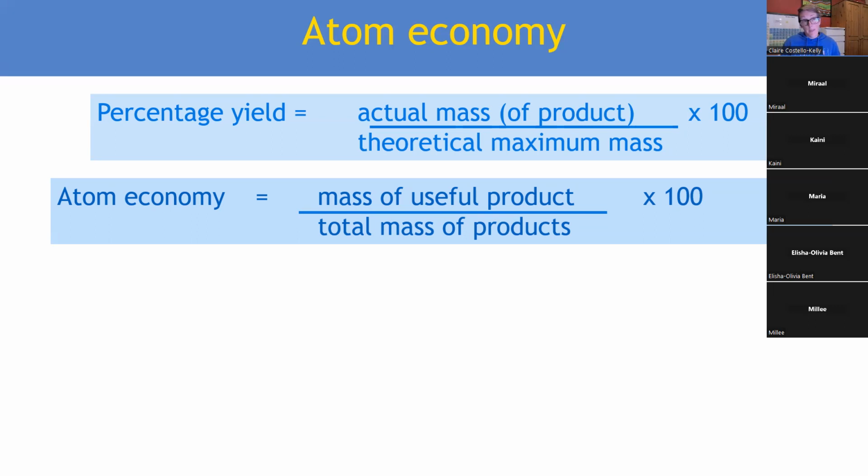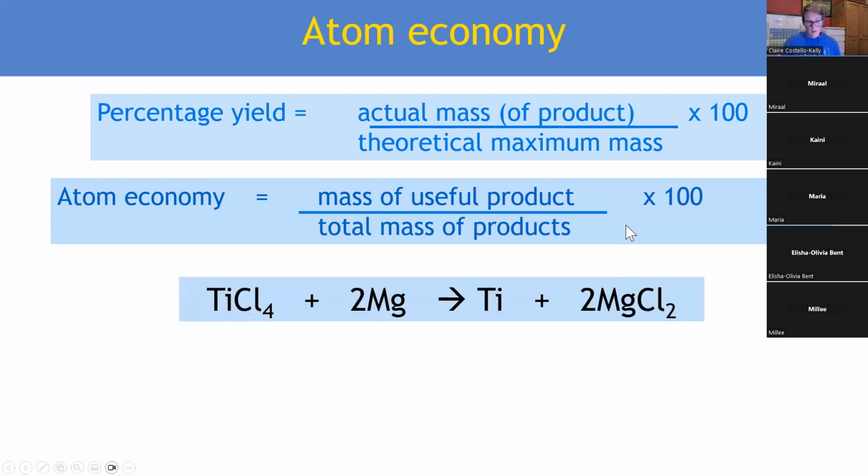Atom economy is simply about, if I were to take that magnesium sulfate example, one of my products was hydrogen and I didn't want hydrogen. So even if I had 100% yield, not all of the mass of the reactants was useful. To calculate atom economy, you don't need to know any details other than the balanced equation.